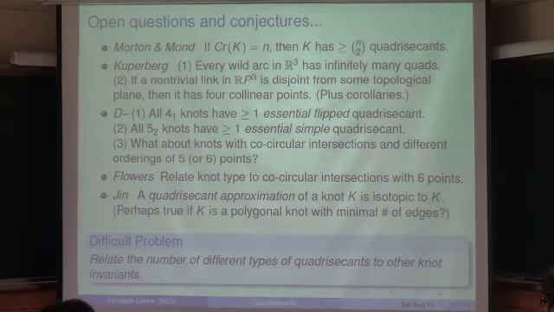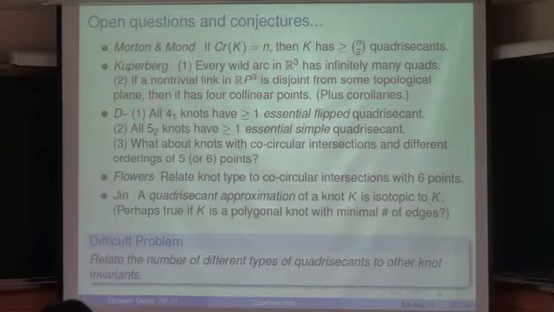So Morton and Mond conjecture that if the crossing number of your knot is n, then you have at least n choose 2 quadrisecants. Greg Kuperberg: what about wild knots? How many quadrisecants? How many alternating quadrisecants? Don't know. If a non-trivial link is disjoint from some topological plane, then it has 4 collinear points. So this is to do with the algebraic surfaces.